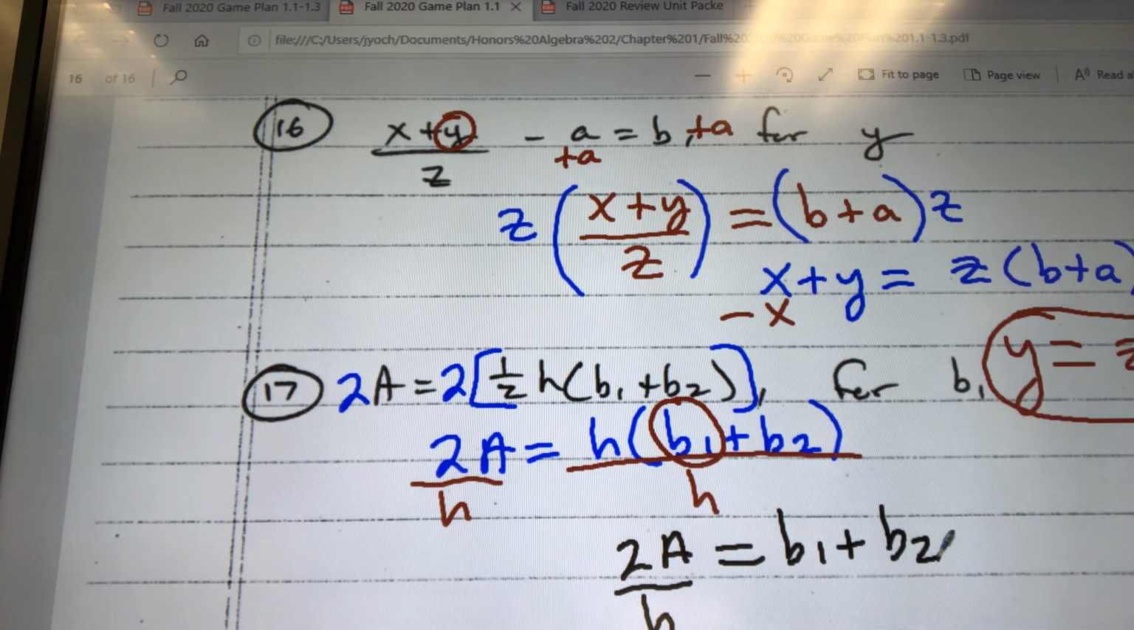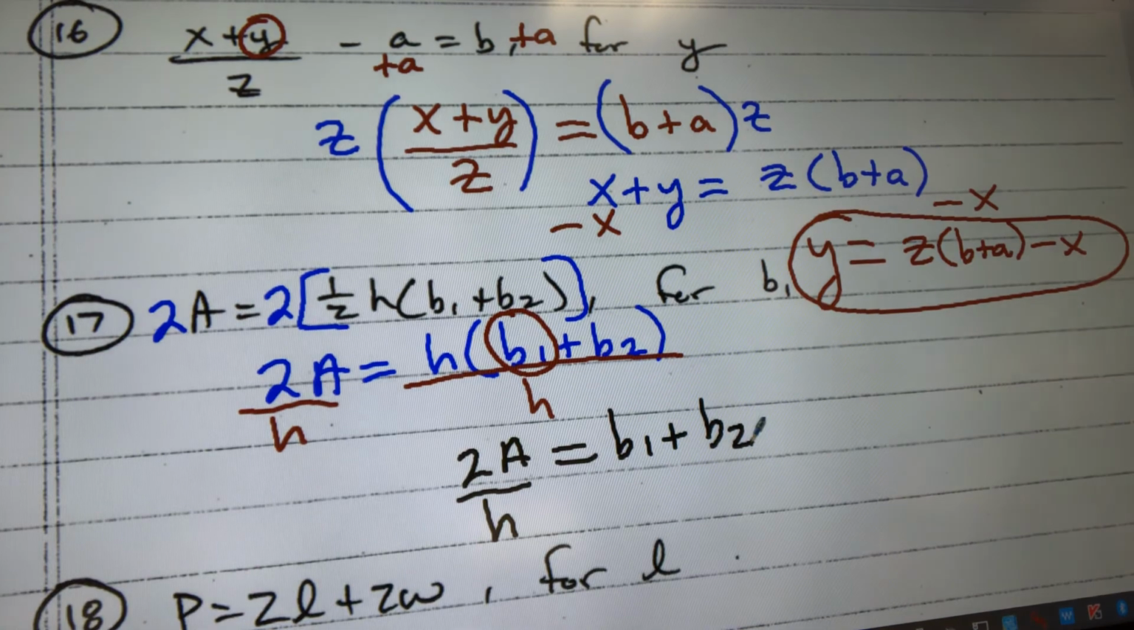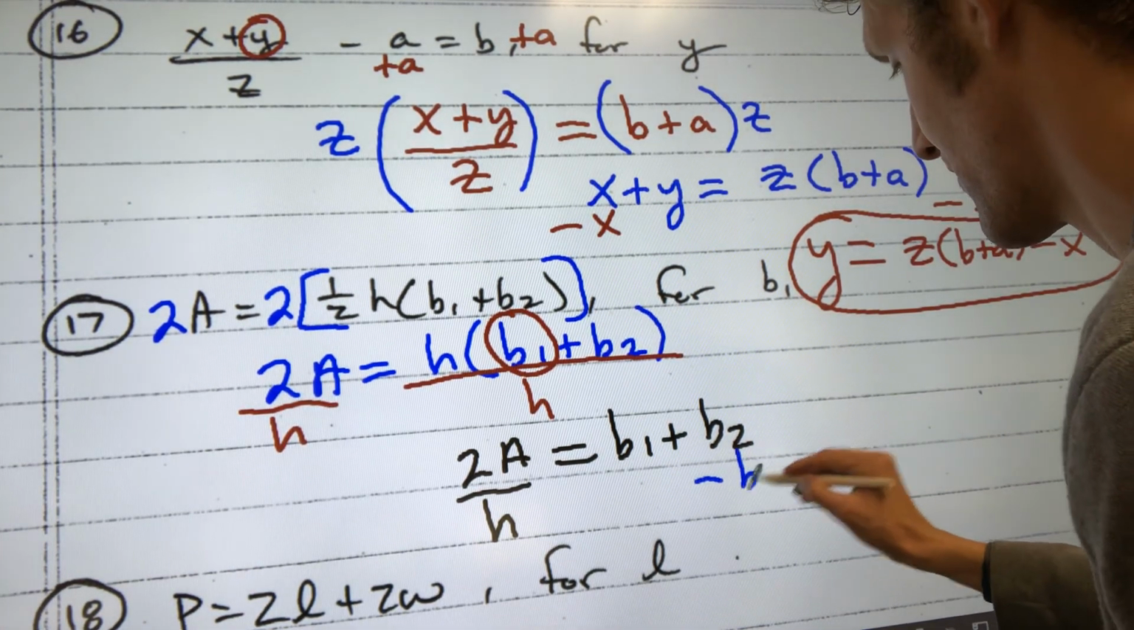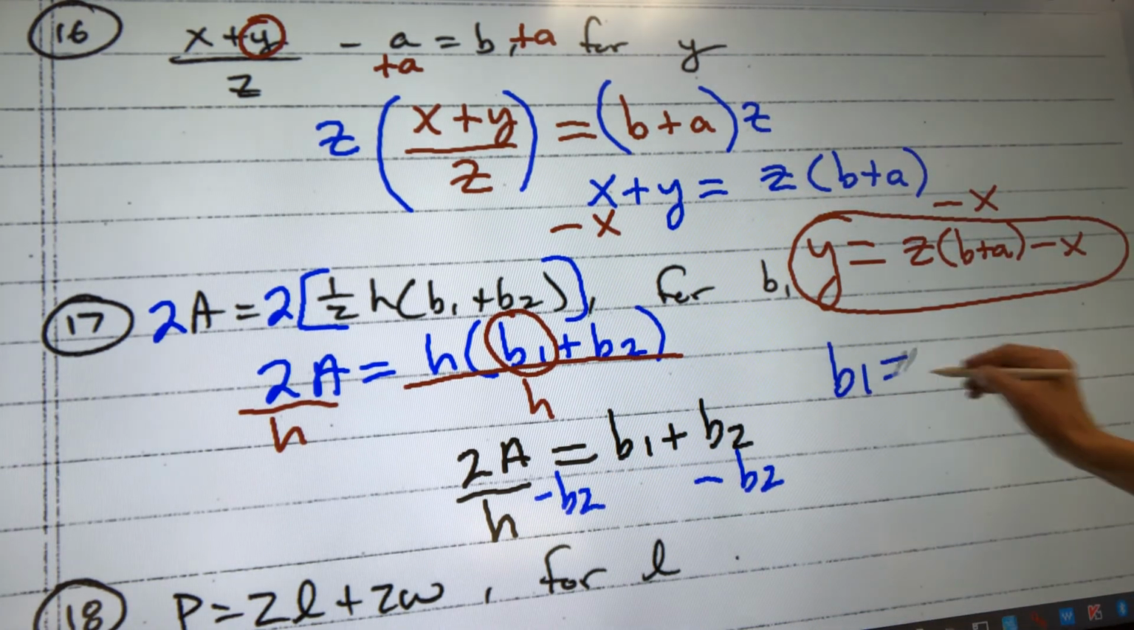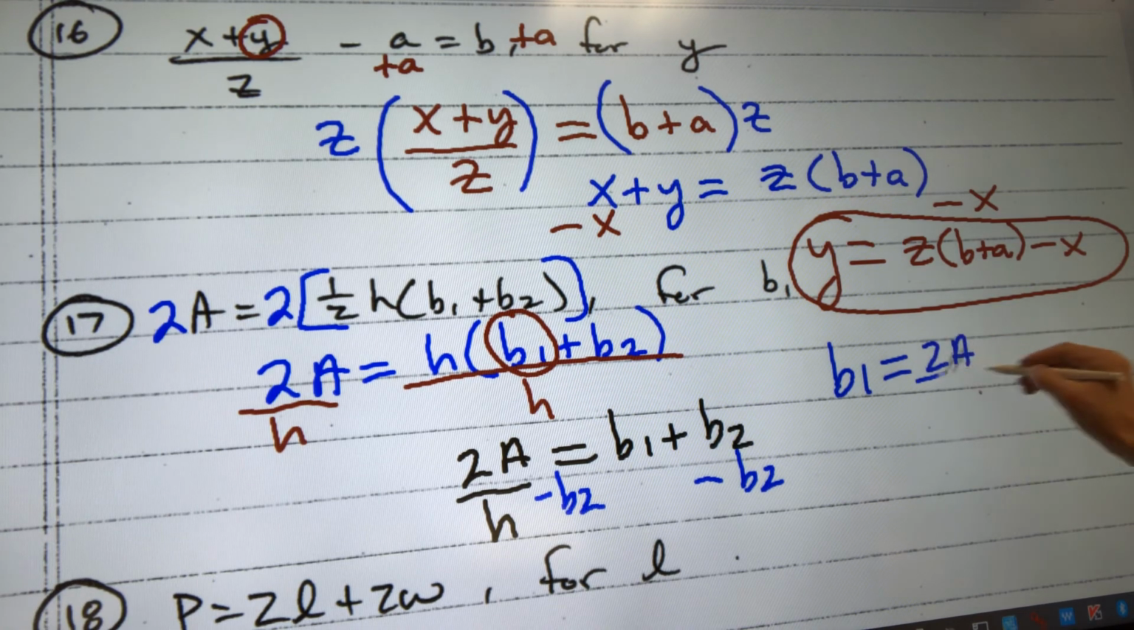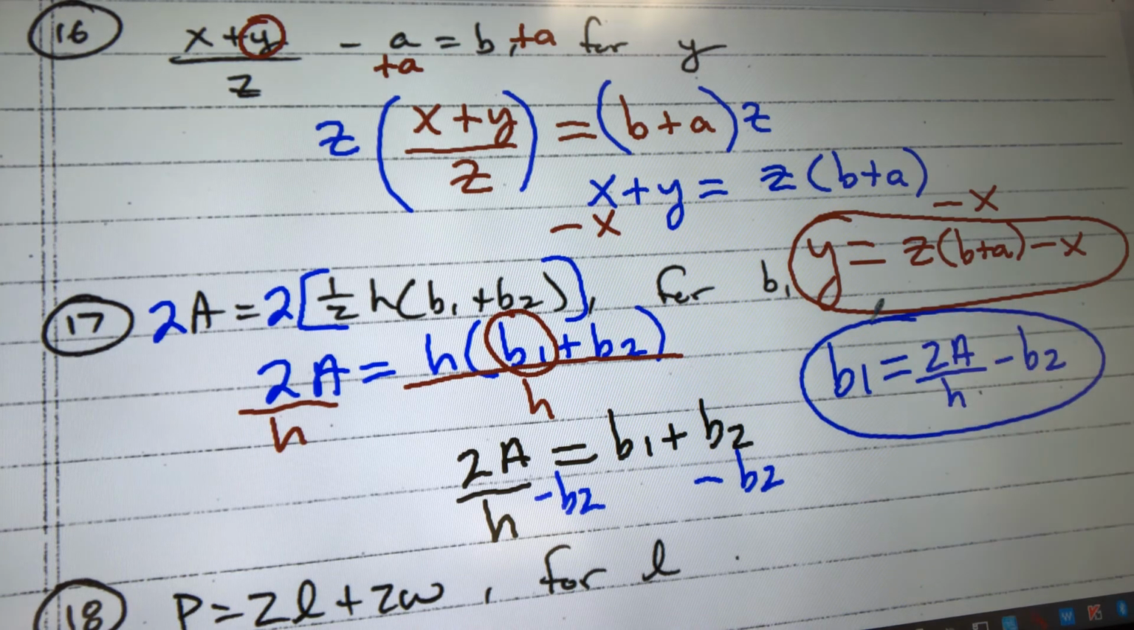If I want b1 all by itself, folks, I think you know what we should do. I'm currently adding b2 to it. Get rid of b2 by subtracting. b1 is equal to 2a divided by h minus b2. Cool. All right, just one of the skills needed for good success in pre-calc.